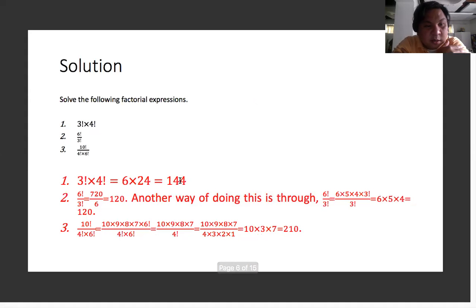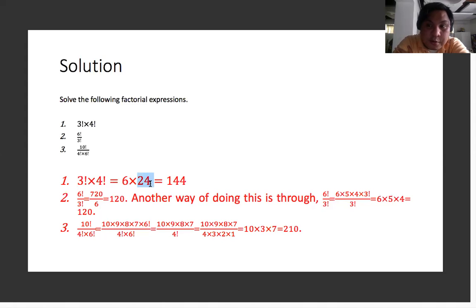First, we have 3 factorial times 4 factorial. Now, 3 factorial is simply 3 times 2 times 1, which is 6. 4 factorial is 4 times 3 times 2 times 1, which is 24. So 3 factorial times 4 factorial is 6 times 24. Right? And 6 times 24 is simply 144.